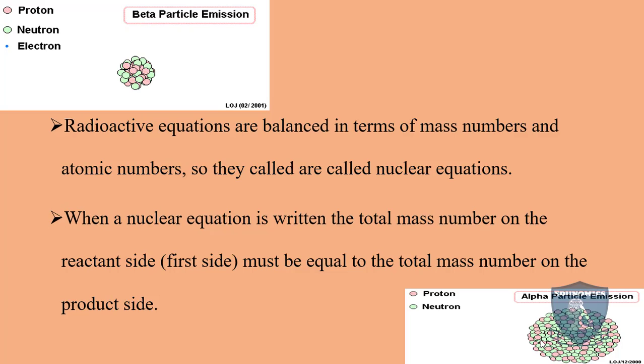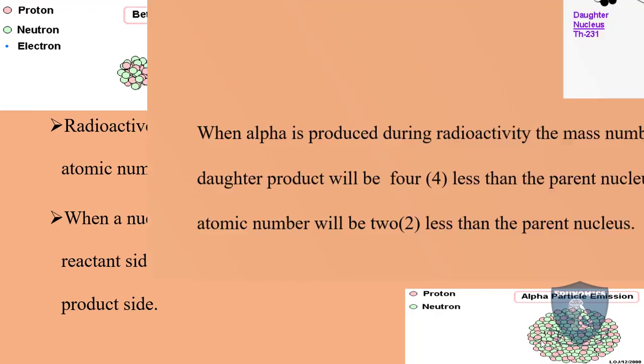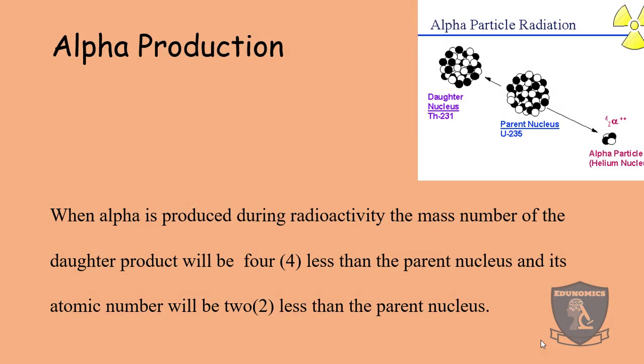Now, when a nuclear equation is written, the total mass number on the reactant side must be equal to the total mass number on the product side. So it's just like the balancing of equations in chemistry, but we use the mass and atomic numbers as the means of balancing it. Now we'll be looking at alpha production.